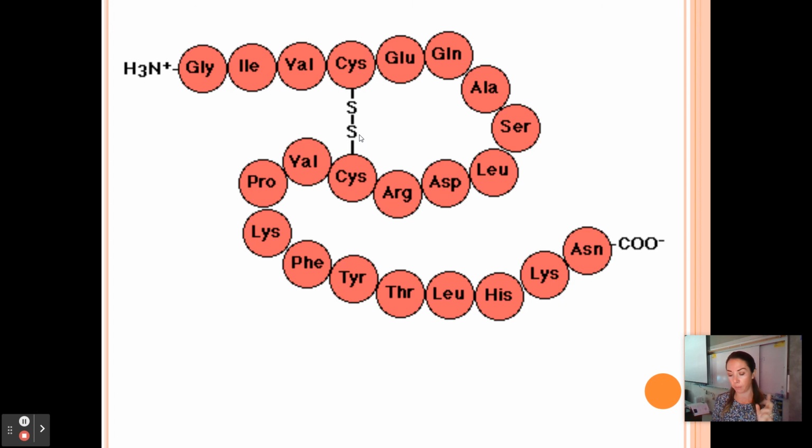So primary, tertiary, quaternary, different structures of proteins. But we'll stop there today for amino acids.